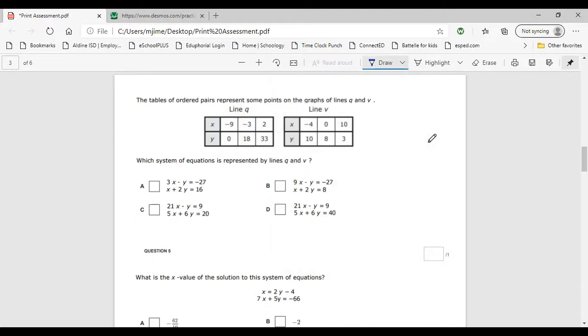All right. Tables are ordered pairs representing some of the points. Okay. We had this one on quiz number 1. You're taking the ordered pairs that are easiest, and you're going to plug that into the first equation. So 3 times negative 9, minus 0, and no parentheses because there's no number in front of it, equals negative 27.